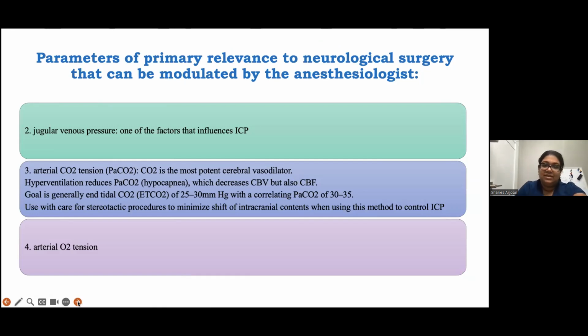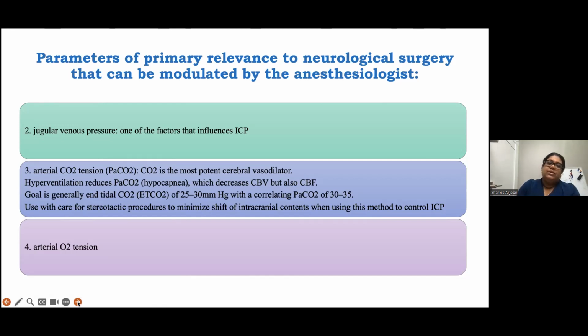One of the factors that influences ICP, as we mentioned before, is arterial carbon dioxide tension. Carbon dioxide is the most potent cerebral vasodilator, and hyperventilation reduces the PaCO2 and causes hypocapnia, which decreases cerebral blood volume but also the cerebral blood flow.